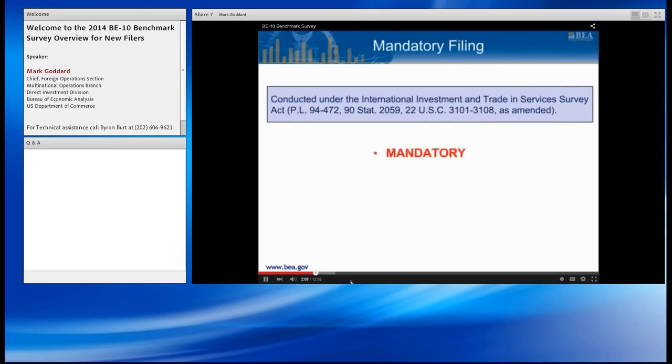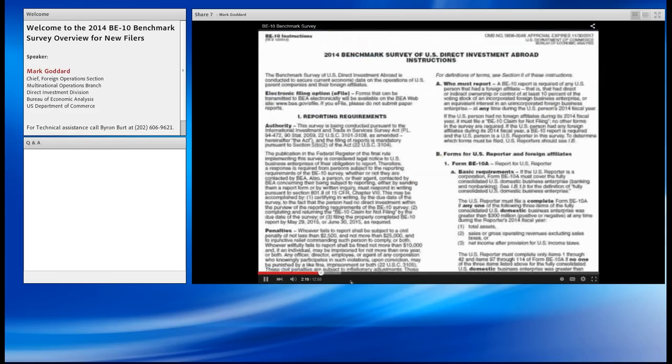Under this law, the filing of reports is mandatory, and your company's information is confidential. Whoever fails to report may be subject to penalties. For additional information, please review the BE10 instruction booklet.